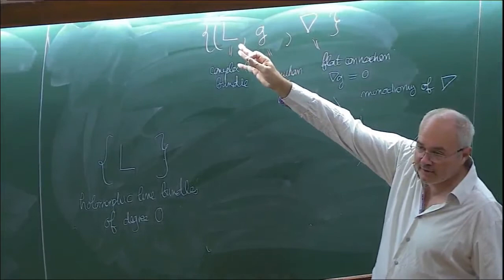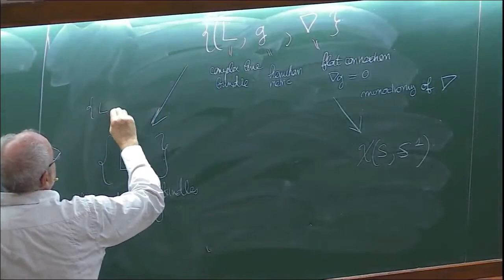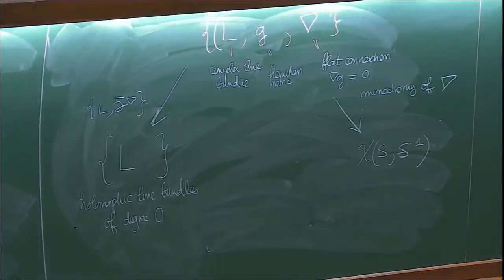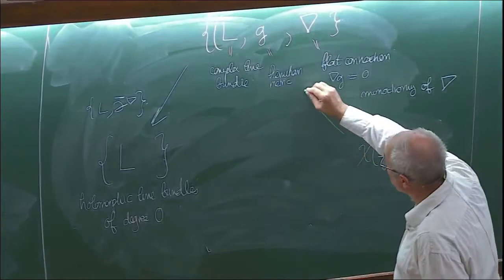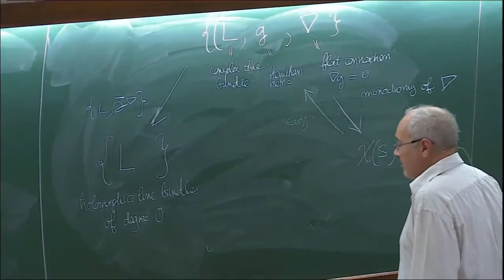The other easy map here is that I associate to this data the map, which is L with the del bar of nabla. So that's a holomorphic line bundle now. So now I have, again, an easy map, which is this one. That's easy. So why is it easy? I start with a representation. So what's this green map?